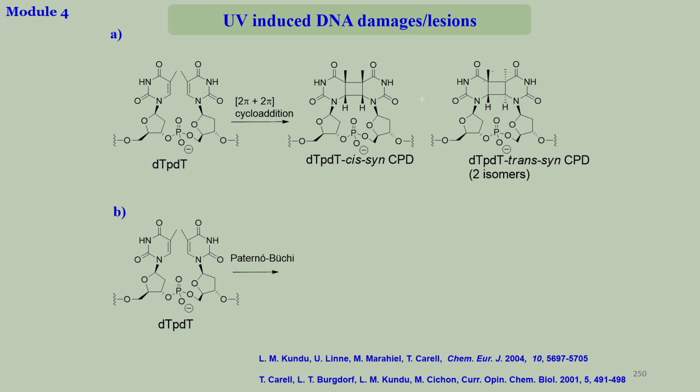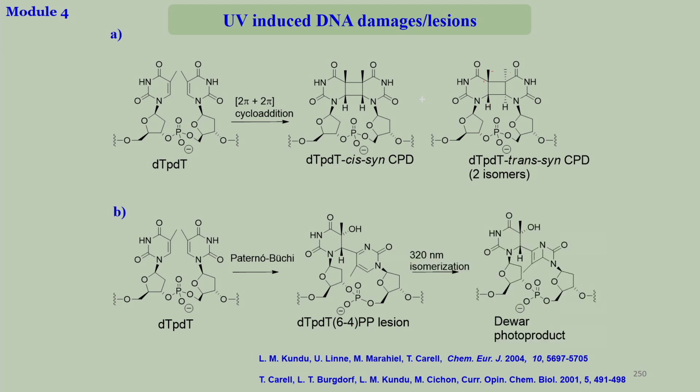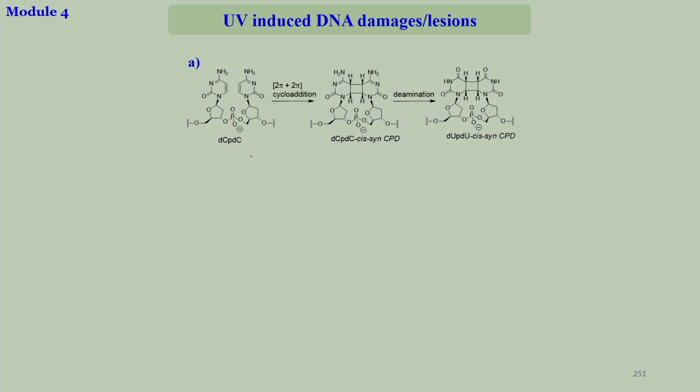Paterno-Bucchi reaction will produce that 6,4 photo lesions, followed by isomerization at 320 nanometer will produce the Dewar photo product. So, I have actually worked in this field. Now, if you take the example of cytosine 2 plus 2 cycloaddition, cis-syn, and it will be dehydrated to uracil photo lesions. Okay. Next lecture we will continue with this. Thank you.